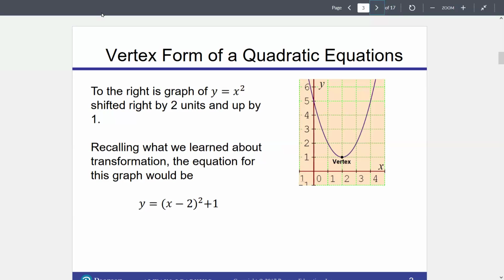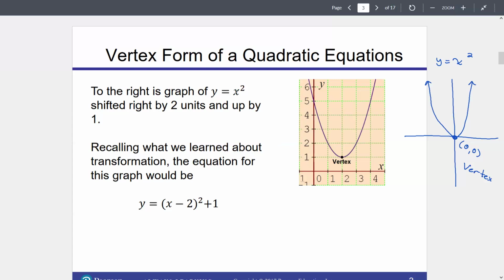So one of the things that we know, we've seen this several times. If I had the graph of x squared, this point here at 0, 0 is what we call a vertex. So the vertex is this point where you change in a quadratic function from decreasing to increasing or increasing to decreasing. So it is a maximum or it's a minimum point.